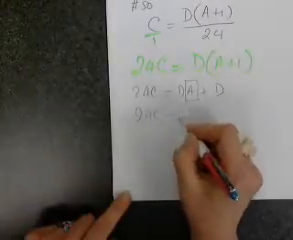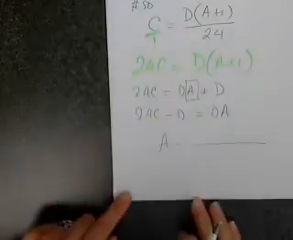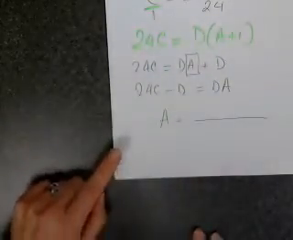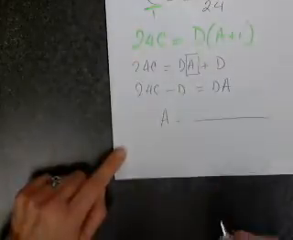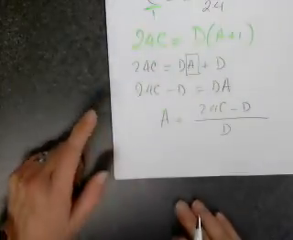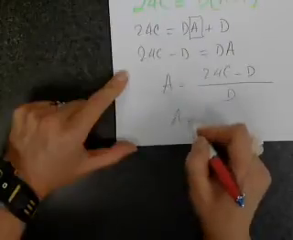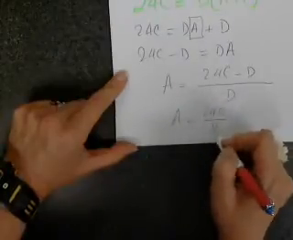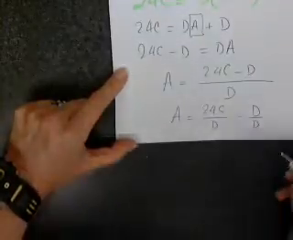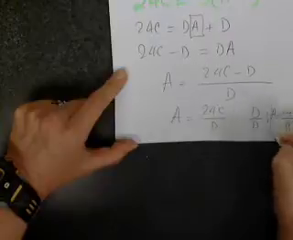So 24C minus D equals DA. Finally, A. Ready? Thank you. Now you can separate the fraction and you'll get the same thing. 24C over D minus D over D. How much is D over D? 1. So the other possibility is 24C over D minus 1.